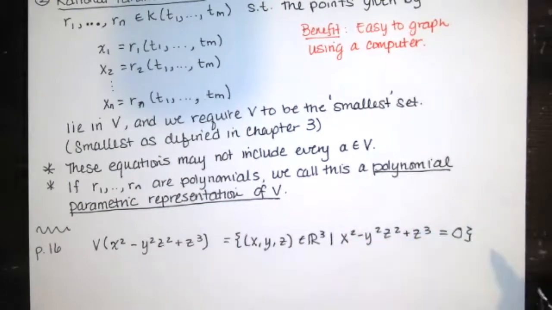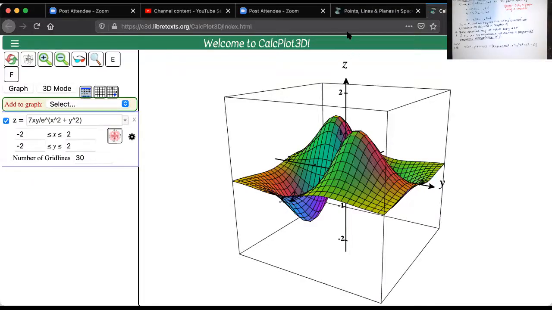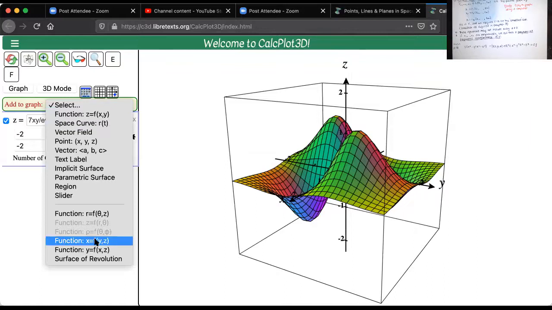Let's see what that looks like by graphing it in CalcPlot 3D. All I did was Google CalcPlot 3D, and this LibreText.org website came up. Paul Seeberger from Monroe Community College got an NSF grant to create this, probably for his Calculus 3 students. But here you can graph functions of 2 variables. You can graph z as a function of x and y, or x as a function of y and z over here as well. And I believe that you can come up with an implicit surface.